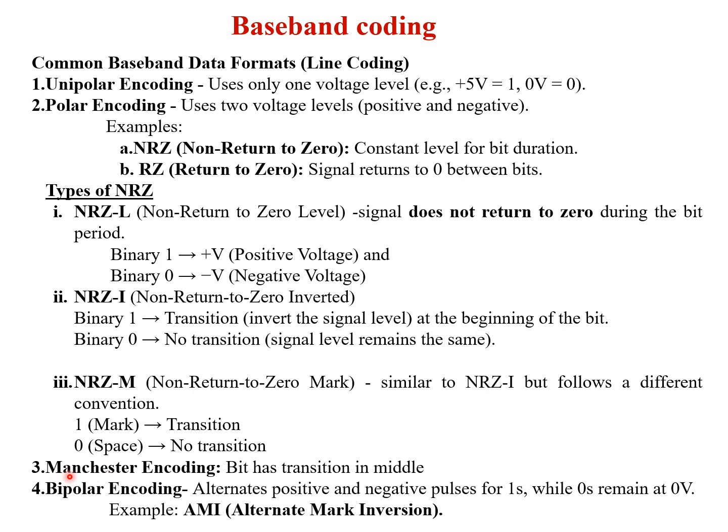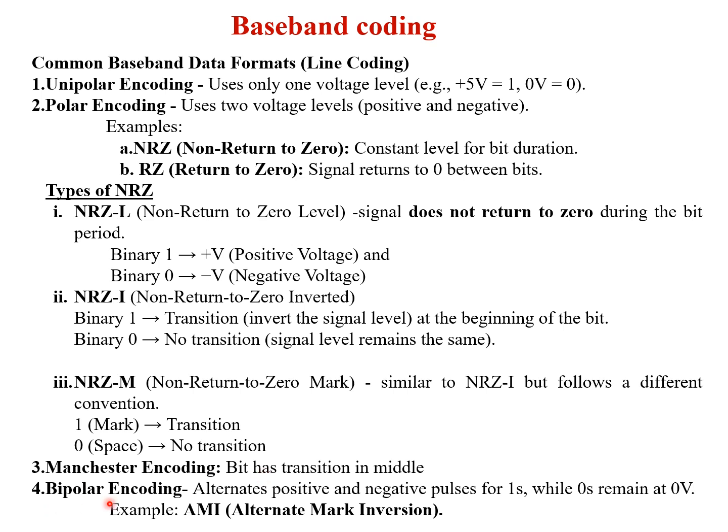The third type of coding is Manchester encoding. Here each bit has a transition. There is a transition in the middle of each bit for good synchronization.